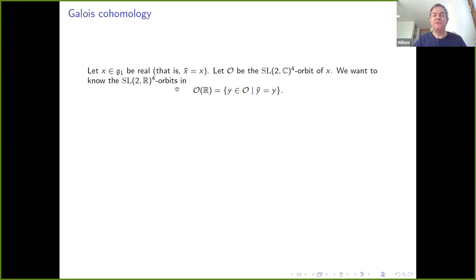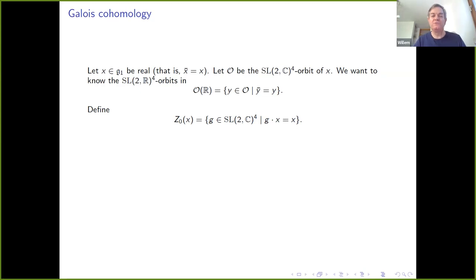And what you want to know is the real orbits in the set of real elements of the orbit. So the O is the complex orbit. I take the real elements in that orbit, those that are fixed under conjugation. And then I want to know what are the SL2 R to the 4 orbits in this O of R. And if I can do that for all real X, then I have determined all real orbits. So that's the principle. Of course, there's an immediate question. If you have an infinite number of orbits as you had before, how do you run over all real X? But anyway, we will come to that later.